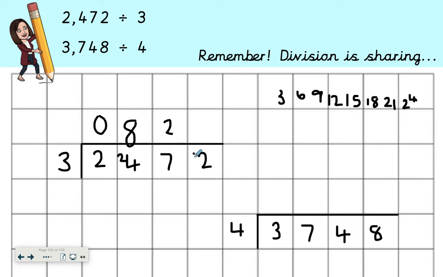So I must carry my extra one along. Okay. How many 3's go into 12? So 1, 2, 3, 4. So my answer has no remainders because 12 is in the 3 times tables. Okay, let's go on to these ones.